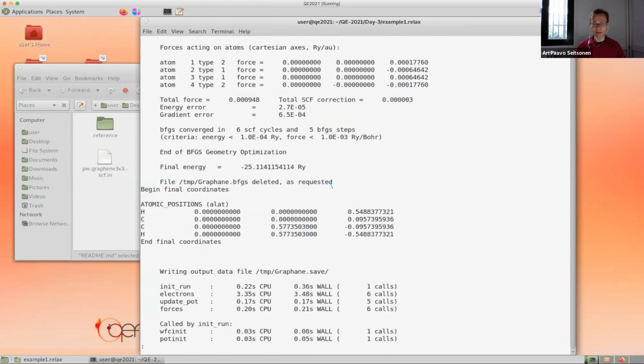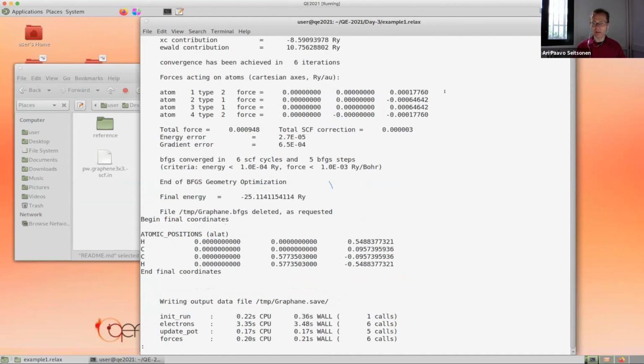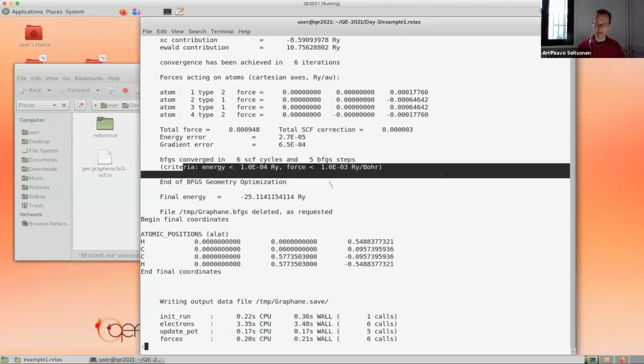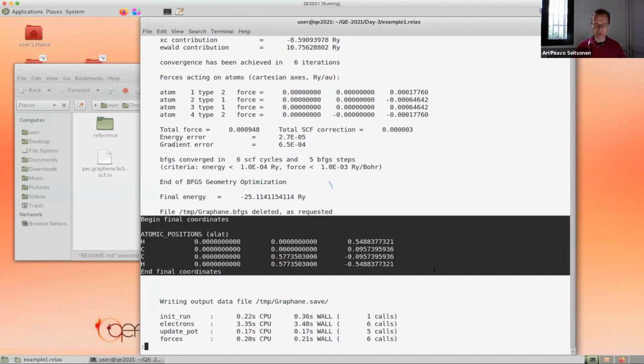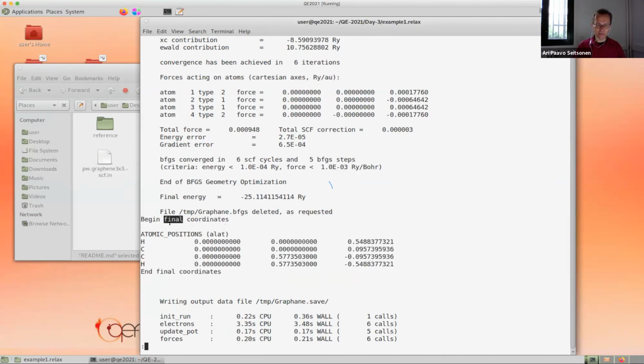And now, actually, the forces have reached the convergence criteria which I mentioned here. And I think these were the default values. We can, of course, give these in the input if you want a stricter convergence criteria. So you can change those in the input. And then we have this section, which says something about final. These are the final coordinates. So these are the coordinates that are the end result of the relaxation. Now we see the position of the atoms.